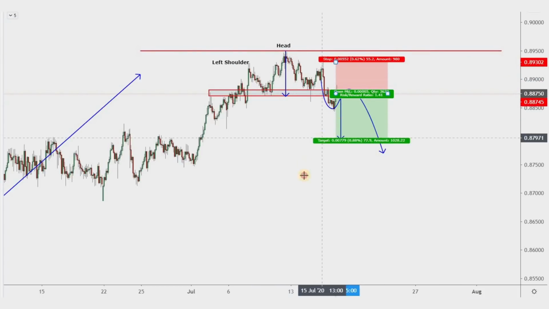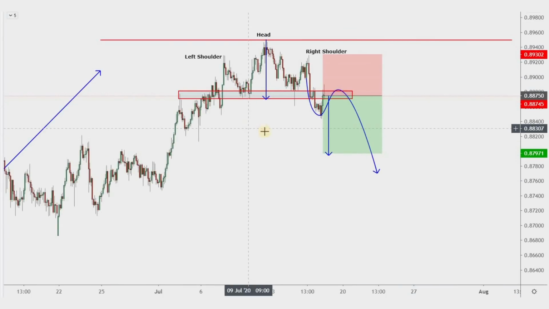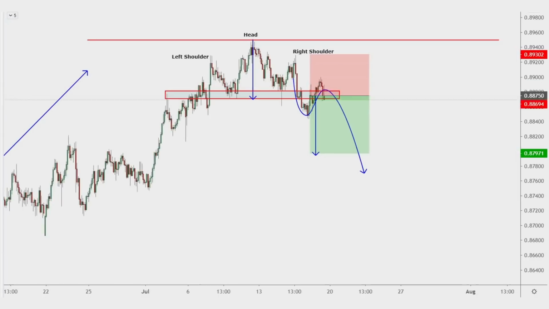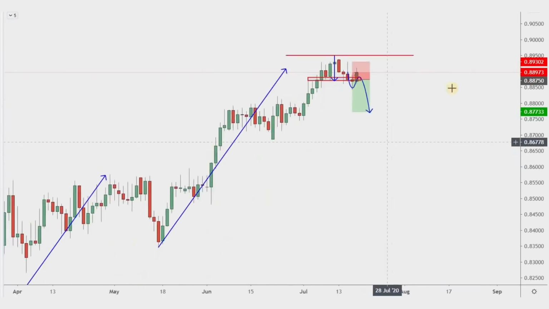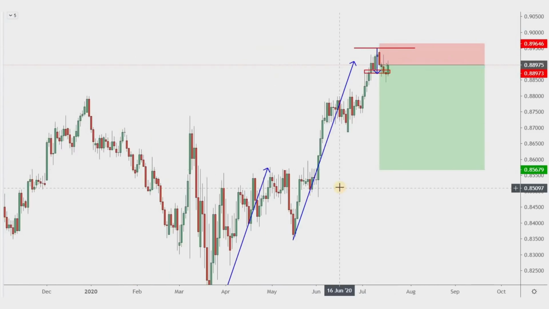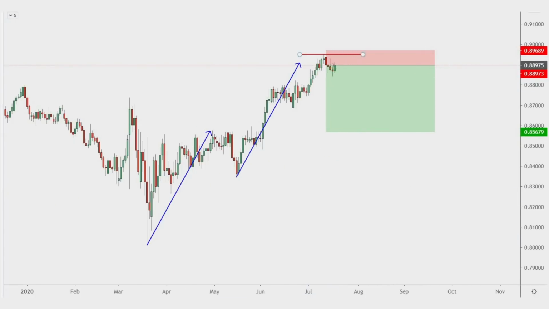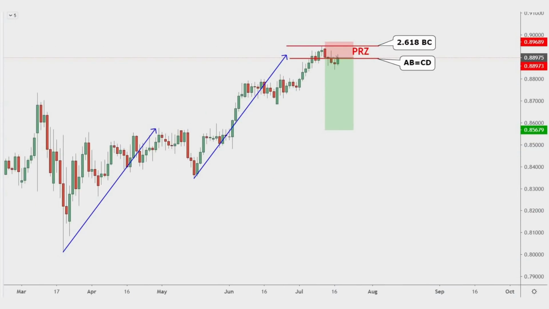We are waiting for a breakout and retest for sell trades. Price retested and rejected the neckline, but then made another, deeper pullback. Bearish scenario remains in play. Another type of entry could be based on the AB equals CD pattern on the daily, with a stop loss above the potential reversal zone, PRZ.